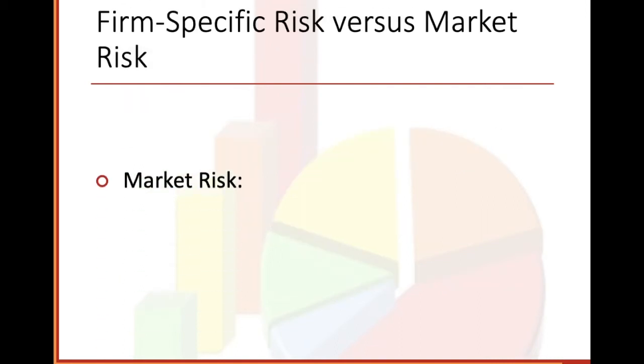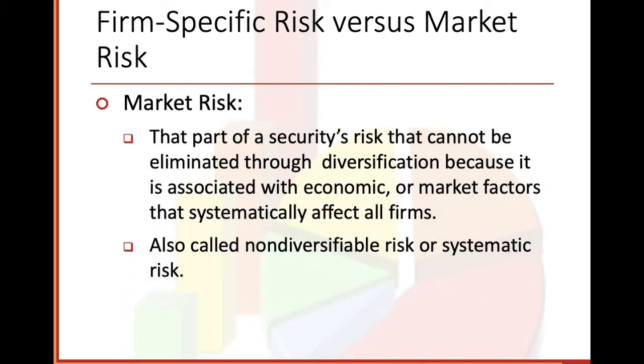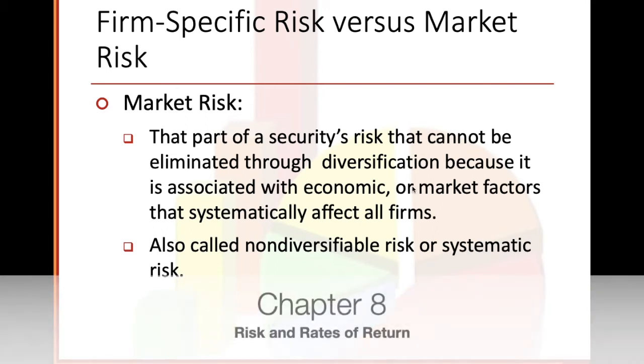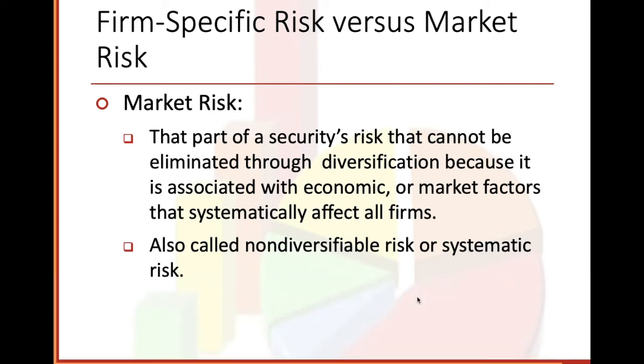So here's market risk, that part of a security's risk that cannot be eliminated through diversification because it is associated with economic or market factors that systematically affect all firms. For example, the market tanking in the last couple of weeks, that's systematic. It's affecting everybody. And I think part of that is because of the coronavirus. So, also called non-diversifiable risk or systematic risk.